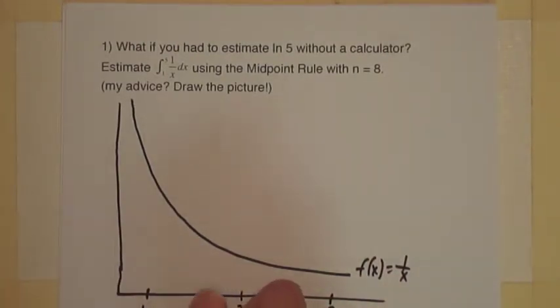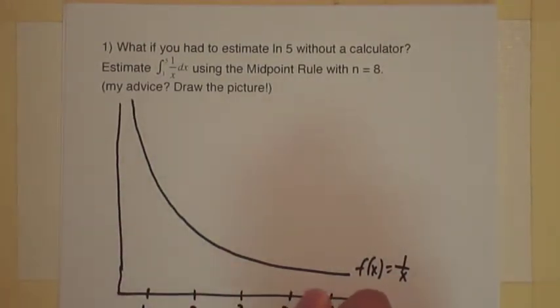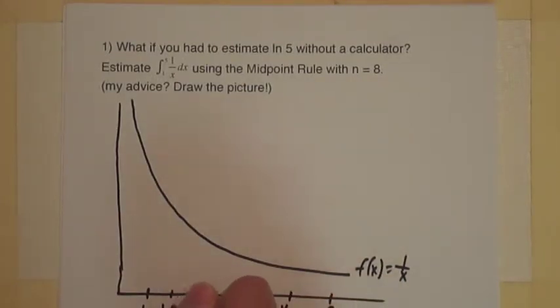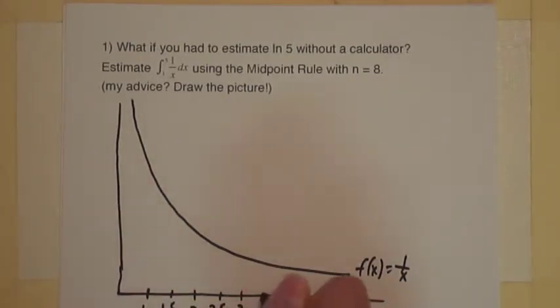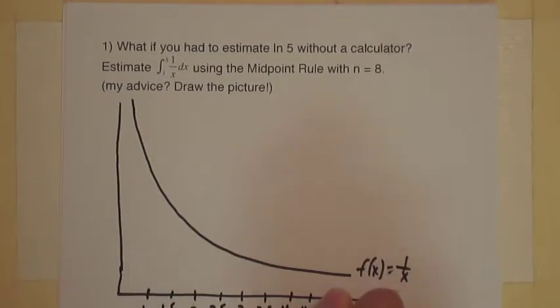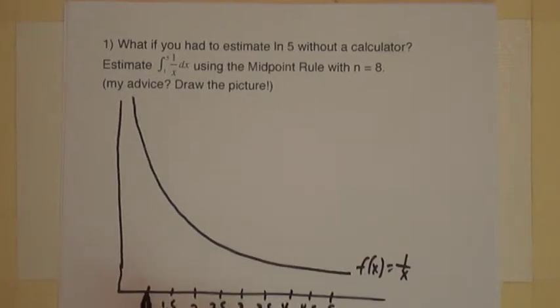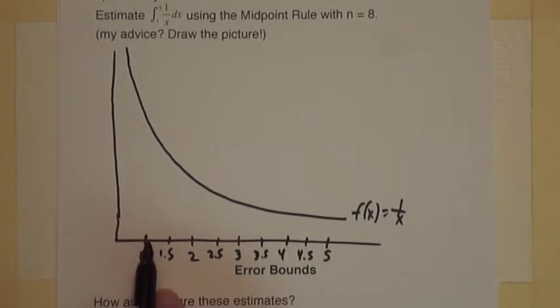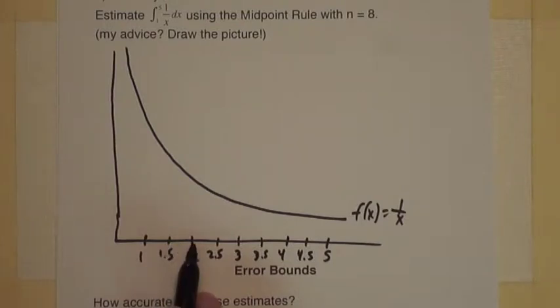So let's mark all of those subintervals. Here's our delta x of 1/2, and indeed we get 8 subintervals. 1 to 1.5, 1.5 to 2, 2 to 2.5, 2.5 to 3, etc. We get 8 subintervals.